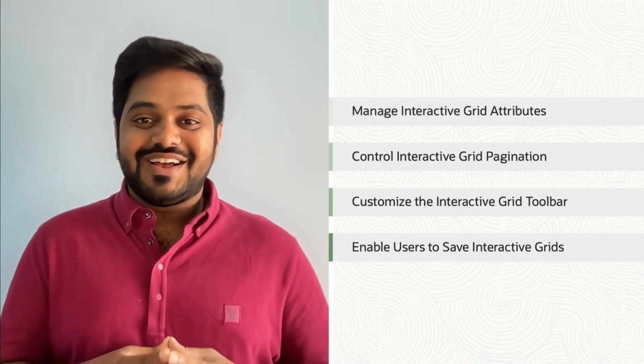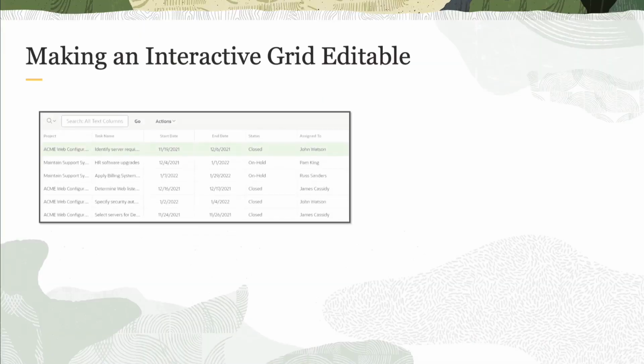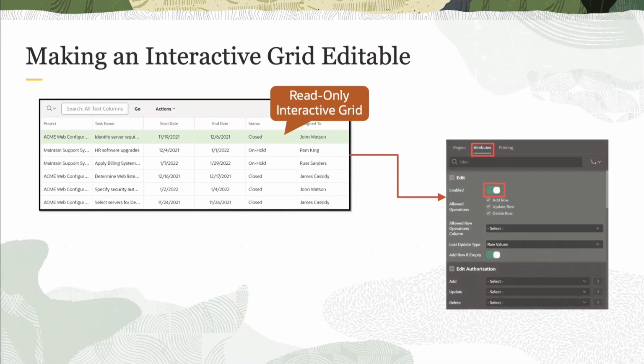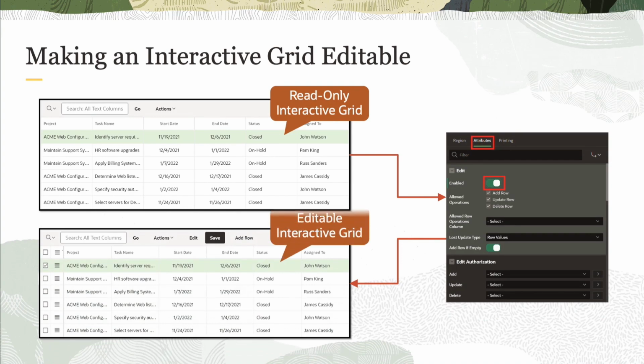reports. Let's get started. As a developer, you can determine whether the underlying data in the interactive grid is read-only or editable by end users. The example in the slide shows converting a read-only interactive grid into an editable interactive grid by modifying the interactive grid attributes. Interactive grid attributes control how an interactive grid works. You can use these attributes to determine if end users can edit the underlying data.